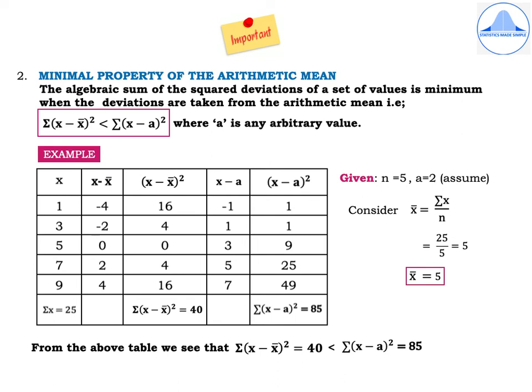Now for the second property, we see that from the above table, summation x minus x bar the whole square is 40, which is less than summation x minus a the whole square, which is equal to 85.